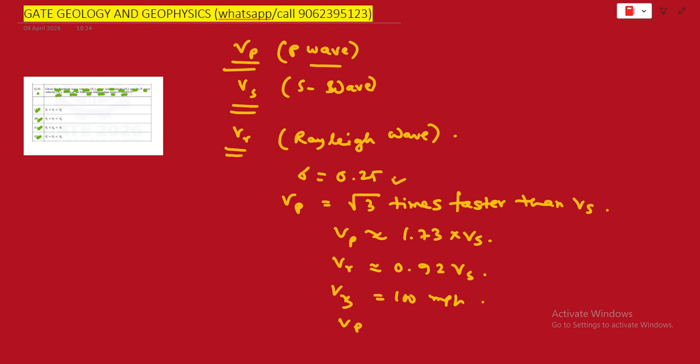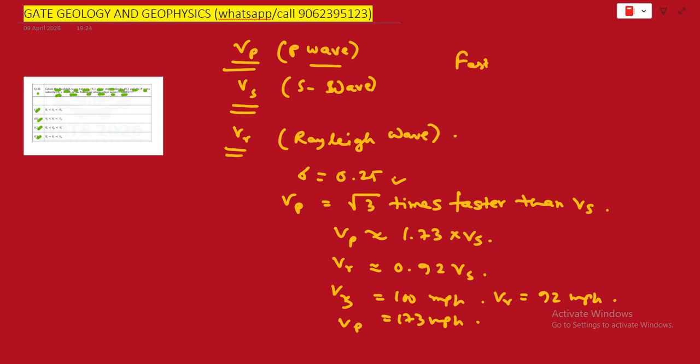Okay, so if VS is like 100 mph, VP is stratospheric 173 mph and VR is what, 92 mph. So you can say that VR is literally trailing behind the S wave by a slim margin. Okay, so let's look at our ranking again.